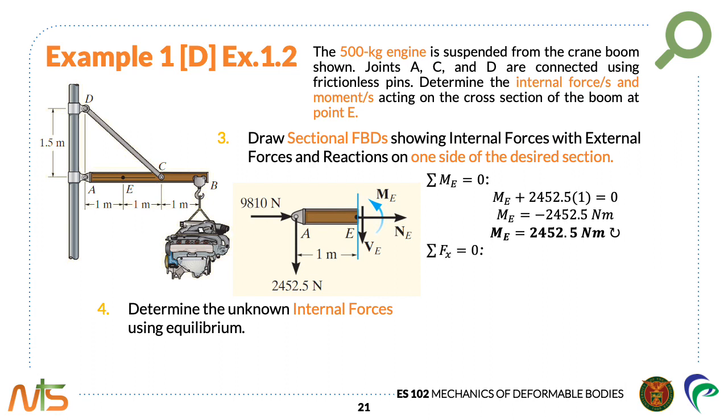Next, we sum forces about the x-axis equal to 0. So in the x-axis, we have the normal force, NE, positive since going to the right. And then we have another force that is the 9,810 newtons. Again, positive since going to the right, and then equate it to 0.